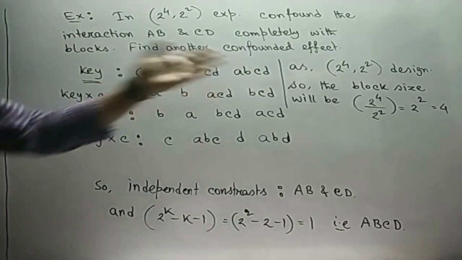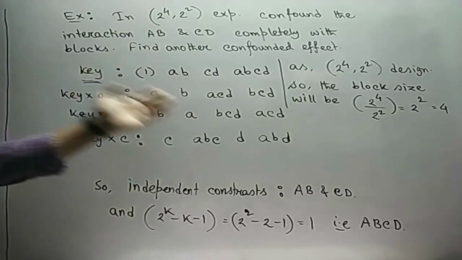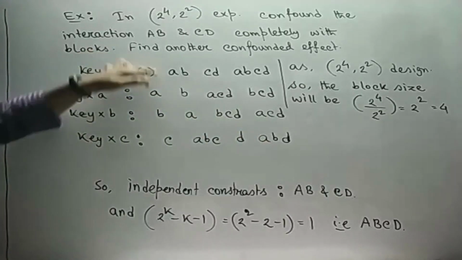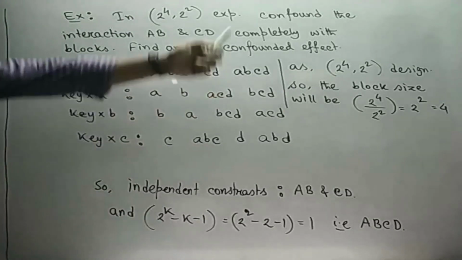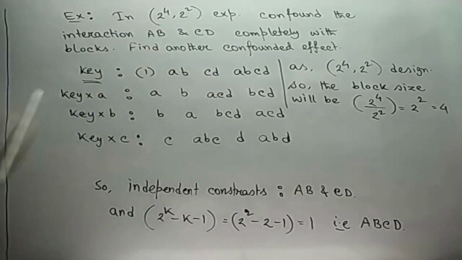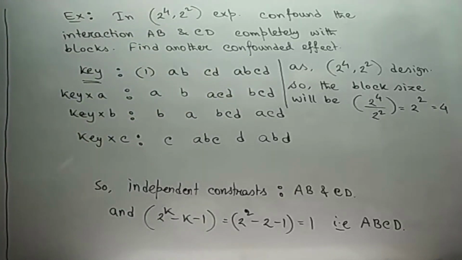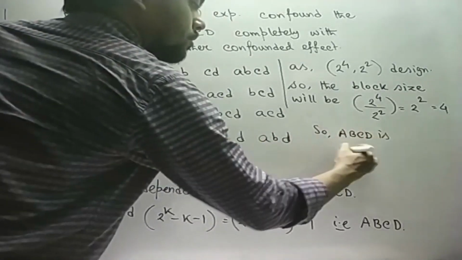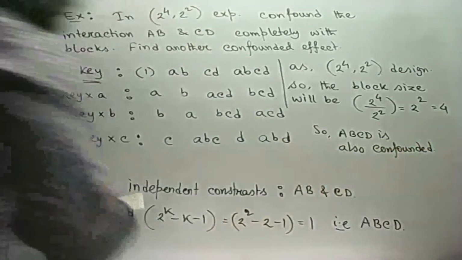So obviously 2 to the power 4 design means we have 16, so we can say 16 minus 1, 15 treatment combinations. So obviously we have 15 treatment combinations, just excluding this one. Okay, and the other confounded effect, so AB and CD are basically confounded, and the other confounded effect is ABCD. So ABCD is also confounded.